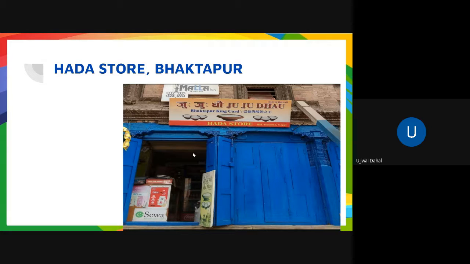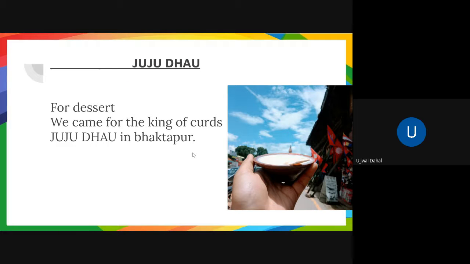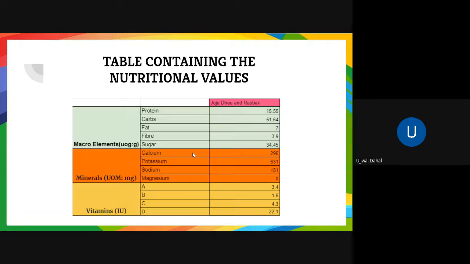In order to get this texture, we had to travel from Kirtipur to Bhaktapur, as the yogurt served in Kirtipur was served in plastic cups, and it was kind of messy and more of a liquid form and didn't have this texture. So we tried Jujudho for our dessert, as there is always a place for dessert in our stomach. And next slide, please. For dessert, we came for the king of curd, Jujudho in Bhaktapur. Next slide. Table content for the nutrition value.